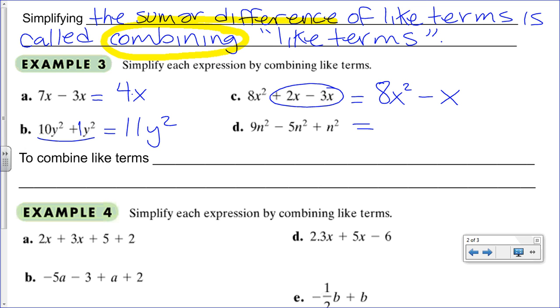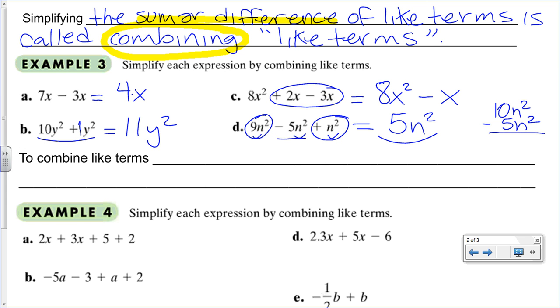For part D, we have all 3 terms are like terms because they have n to the second power. So what I like to do is combine the ones that are positive. So 9n squared plus 1n squared, that is 10n squared. And then we subtract 5n squared, so that will be 5n squared. Remember I did this, 10n squared minus 5n squared. And that's how I got my answer here.